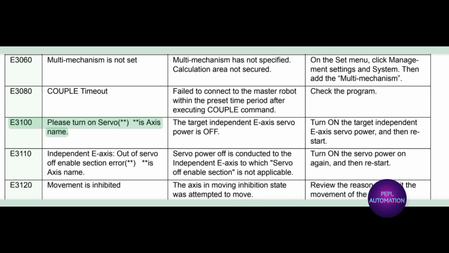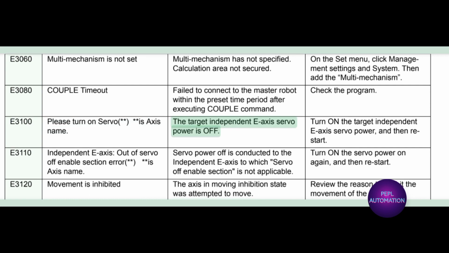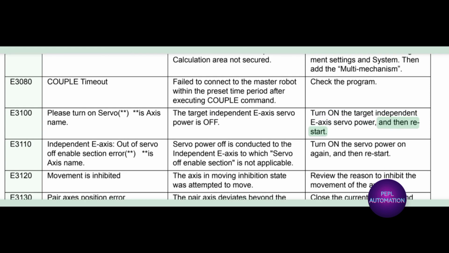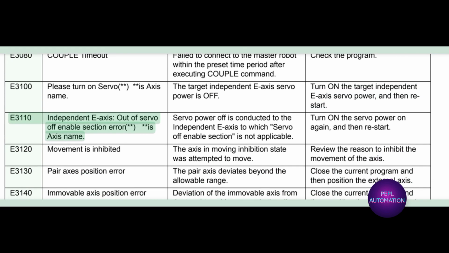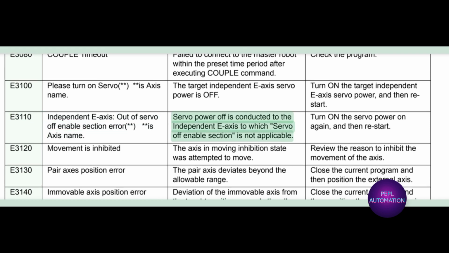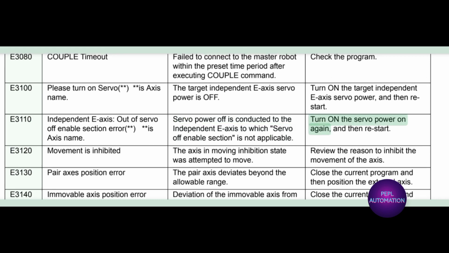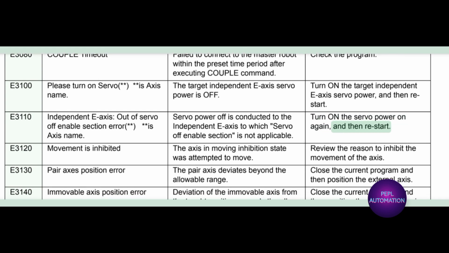E3100 please turn on servo, asterisk is axis name. The target independent E-axis servo power is off. Turn on the target independent E-axis servo power, and then restart. E3110 independent E-axis, out of servo off enable section error, asterisk is axis name. Servo power off is conducted to the independent E-axis to which servo off enable section is not applicable. Turn the servo power on again, and then restart.